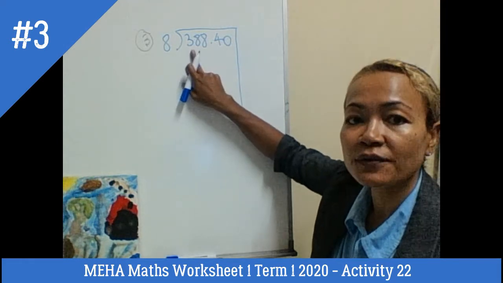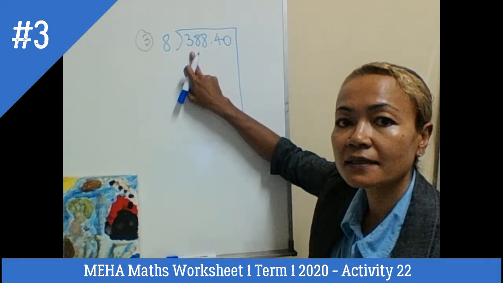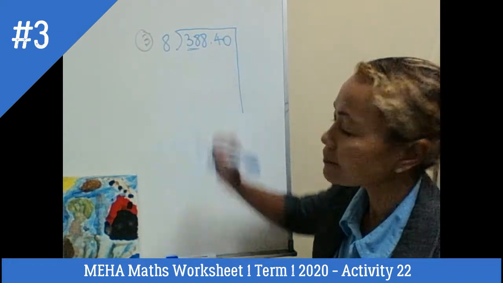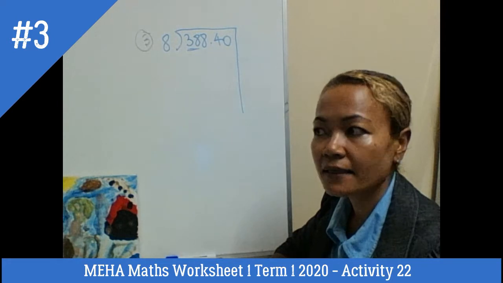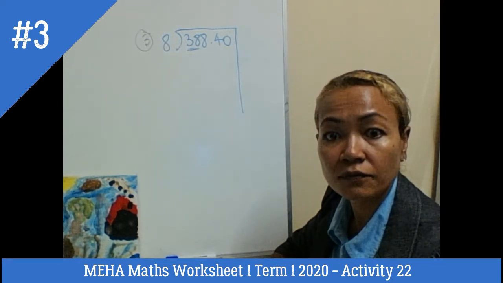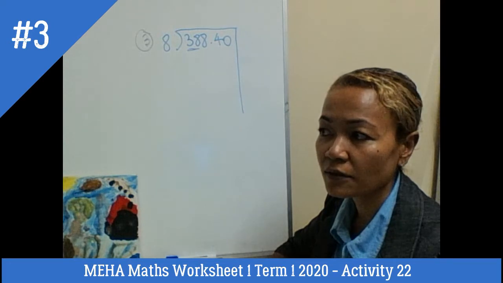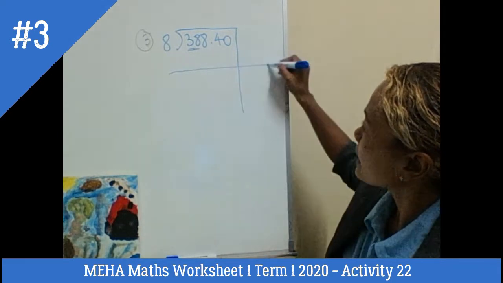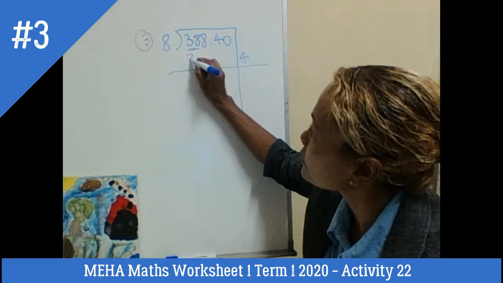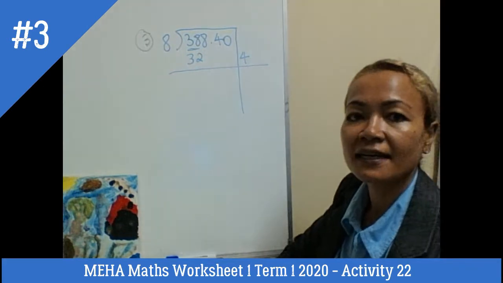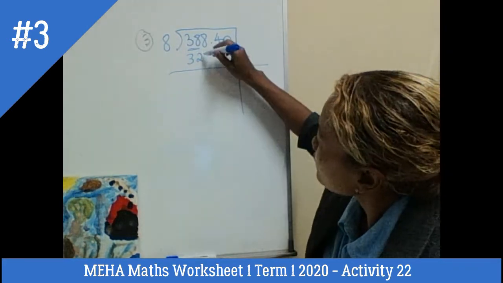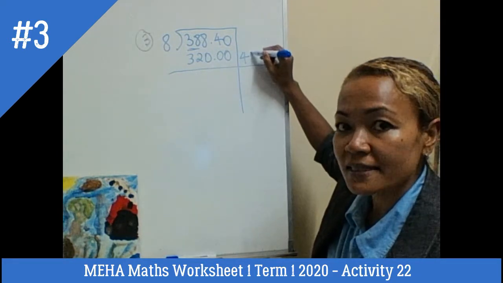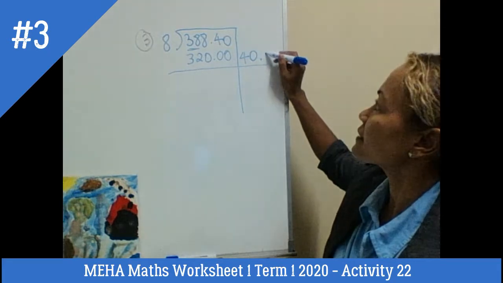Does 8 go into the 3? No. Does 8 go into 38? Okay, 8 fours are 32. I know 8 fives are 40, so that's too much. Write the 32 right under. Fill in the zeros: 1 0 there, decimal point, 0 0. So same thing on this side: 0, decimal point, 0 0.